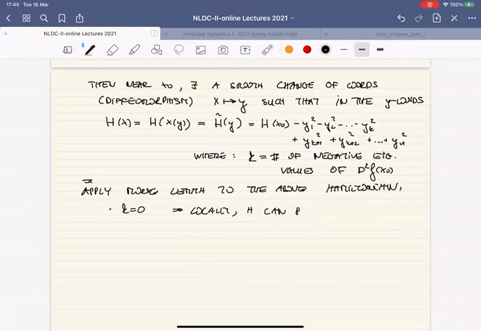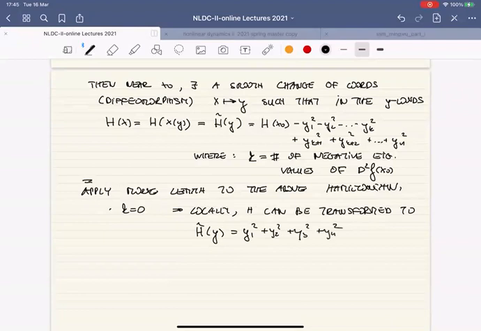So H can be transformed to this form, H tilde of y equals no negative terms. And then I just have y1 squared plus y2 squared plus y3 squared plus y4 squared. So that means that, and period, that's it. And that means that I can actually compute the energy surface, which is defined by this relationship, the rescaled or recoordinatized energy.